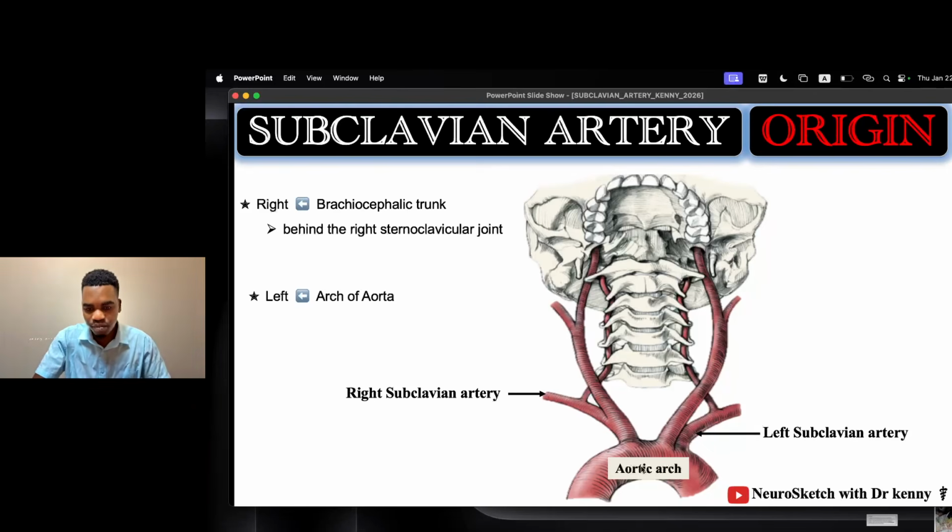All right, we have seen the brachiocephalic trunk is a branch from aortic arch. Also, don't forget, the left subclavian artery is a direct branch from aortic arch, and the other branch from aortic arch is the left common carotid artery.